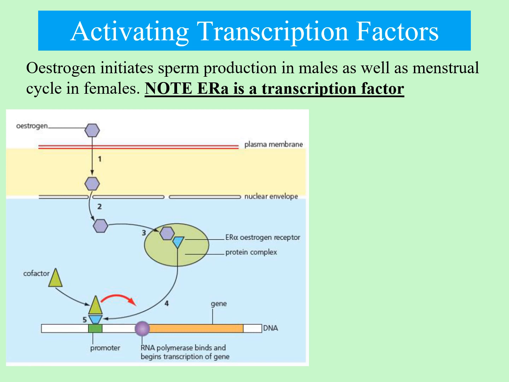And obviously the menstrual cycle in females. And we're going to be talking about estrogen activating the transcription factor ERA. So that is a transcription factor which is in a protein complex in your nucleus. So if we look at this, then what happens is estrogen comes in.